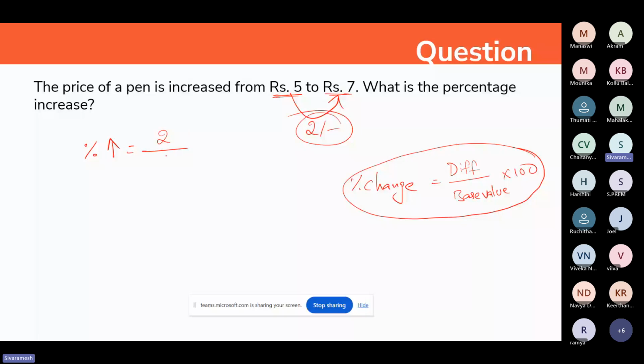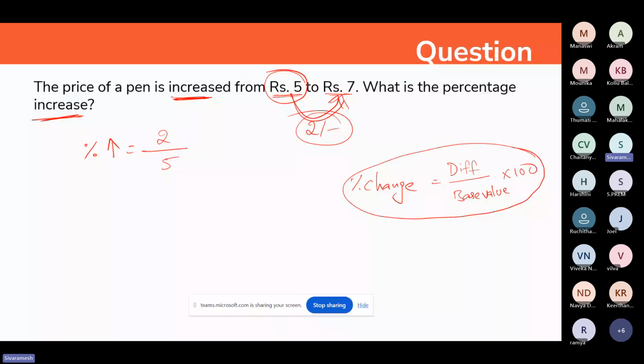Now the denominator value is the value from which it is getting increased. They're talking about increase, right? So from which value is it getting increased? 5 rupees to 7 rupees or 7 rupees to 5 rupees? Obviously, it is increased from 5 rupees to 7 rupees, correct? So it is getting increased from 5 rupees, so in the denominator we should write 5. Very simple, guys. When they're asking about percentage increase, you just think about from which value it is getting increased.